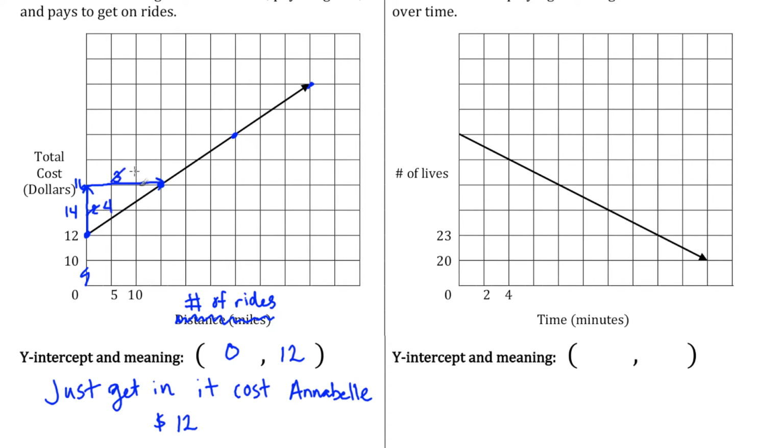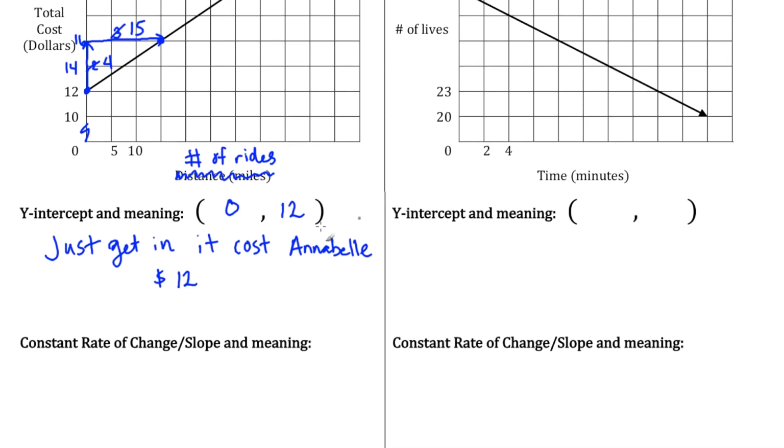And this isn't right 3. This is counting by 5s. 5, 10, 15. Right 15. So let's do the change in cost, total cost, over the change in number of rides. We went up 4, right 15. So up positive 4, right positive 15.